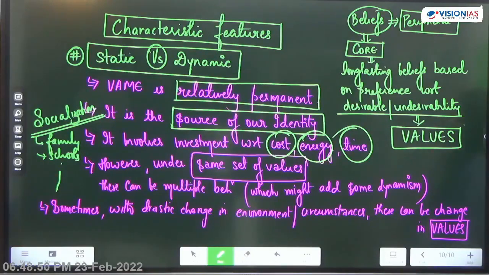Is this clear? Yes Vikram, that is what I said: it is not that I have eliminated the possibility of change. Sometimes, with a drastic change in circumstances or environment, there can be a change in your value system. Example, Samrat Ashok after the Kalinga War. That is what I said. Is that clear?